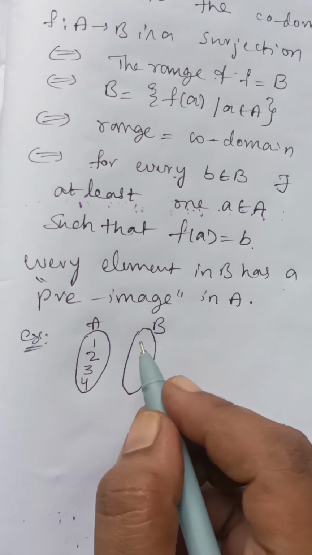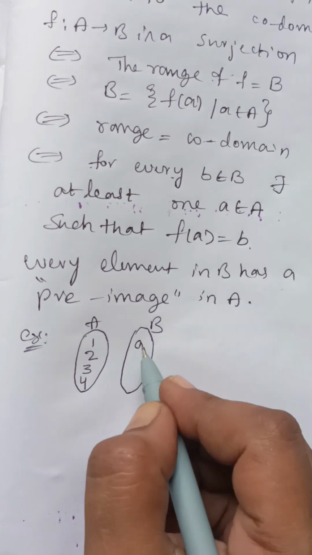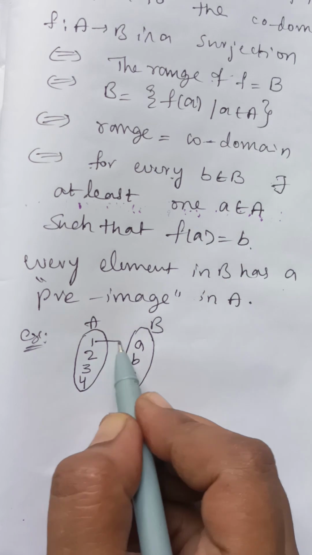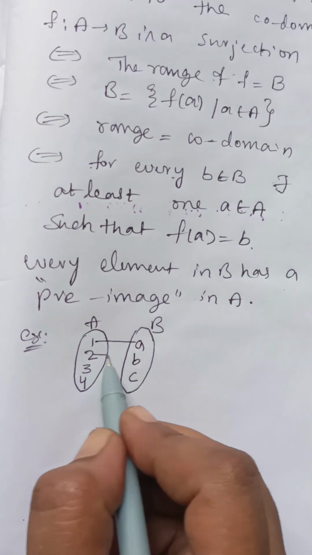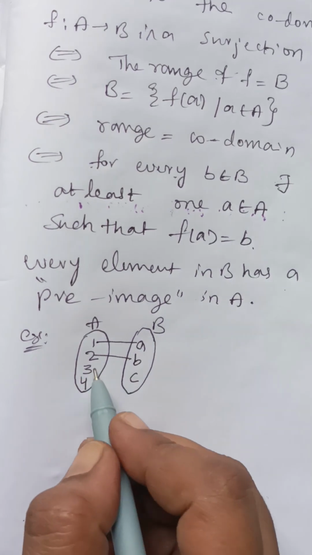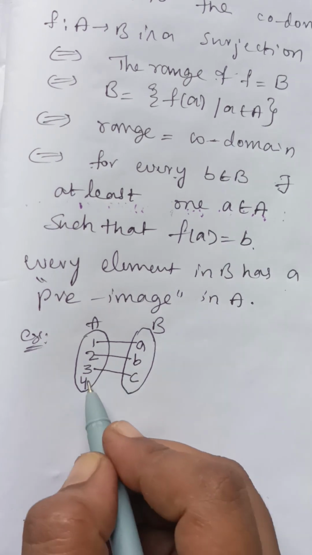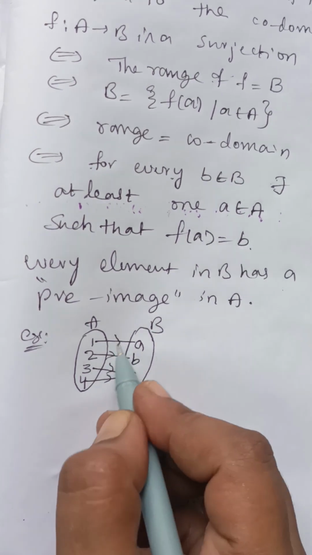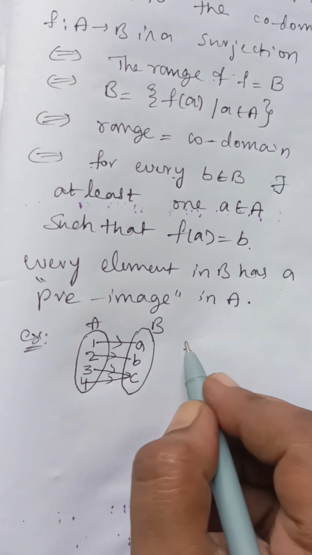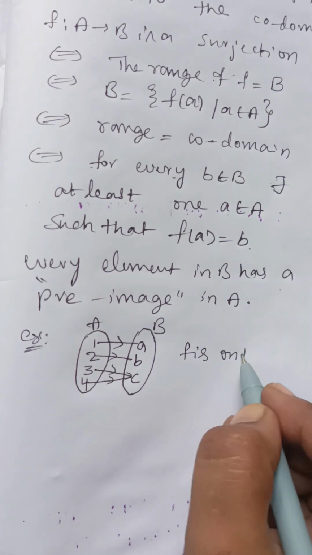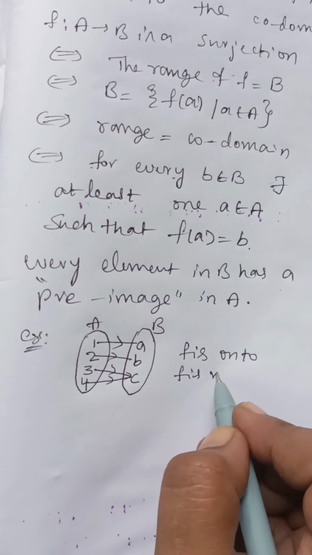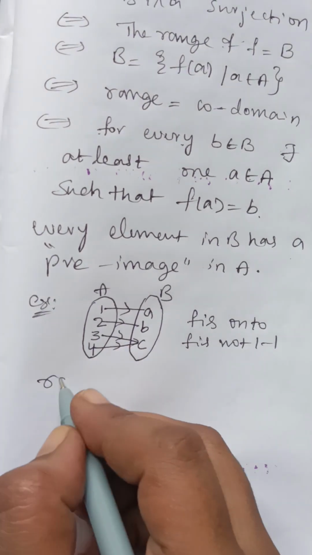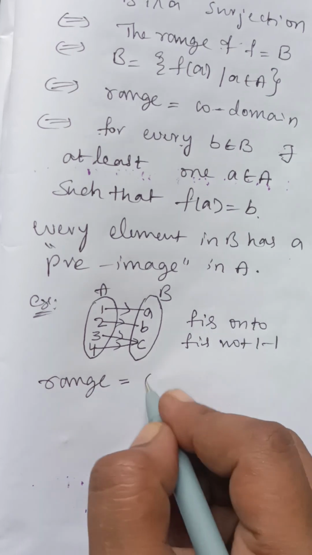Take an example. Take two sets A and B. In the first set we are taking 4 elements 1, 2, 3, 4. In the second set we are taking only 3 elements a, b, c. So 1 is mapped to a, 2 to b, and 3 maps to c, and 4 is also mapped to c. Okay, here f is onto, but f is not 1-1.